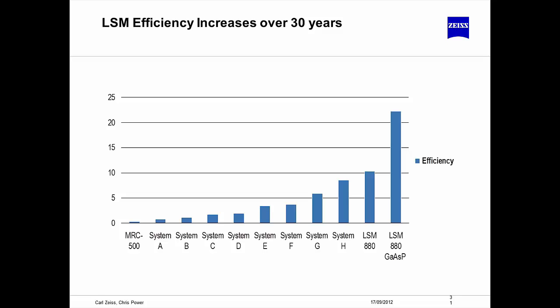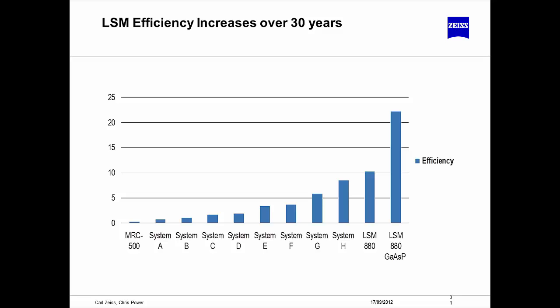And on the right of the graph, we see the LSM 880 when you use the multi-alkali detectors, or the LSM 880 with the gallium arsenide detectors. And this is a graph of sensitivity. The modeling depends upon the sample, but effectively you get an increase over the years.